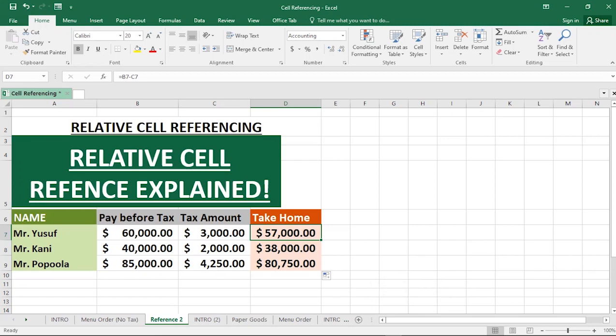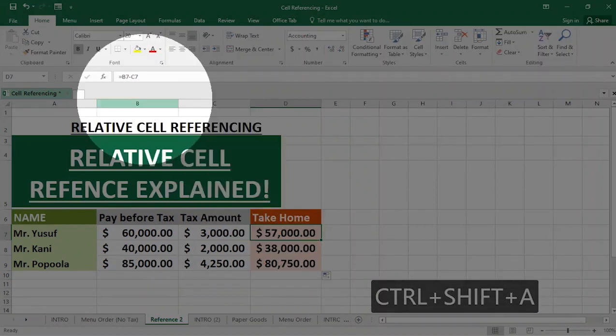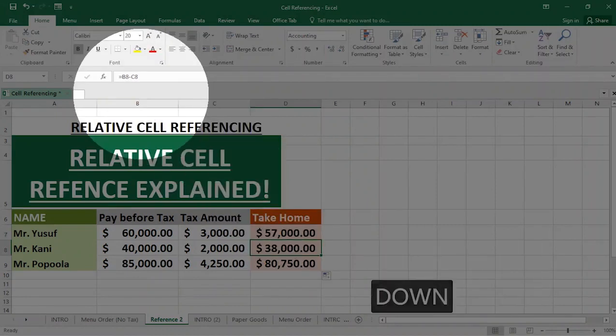Now notice what happens in our formula bar. When we go down, you notice that the next formula will be B8 minus C8. Going down, the next formula will be B9 minus C9. This is so because these cells have been referenced relatively.